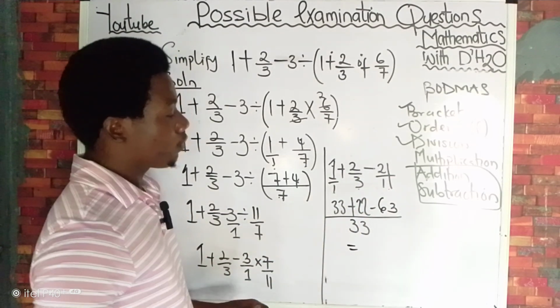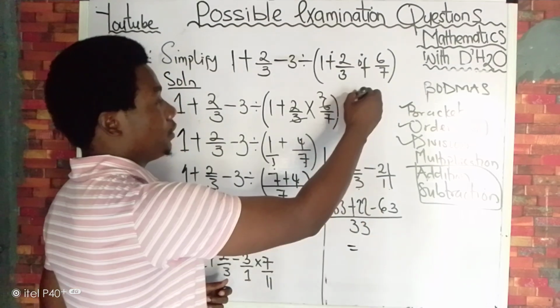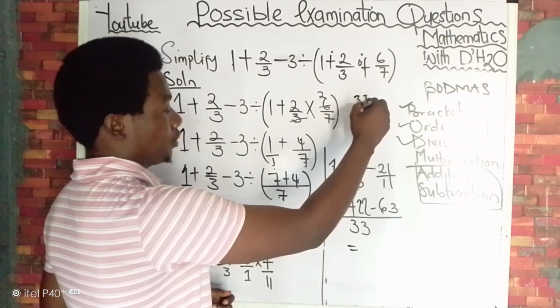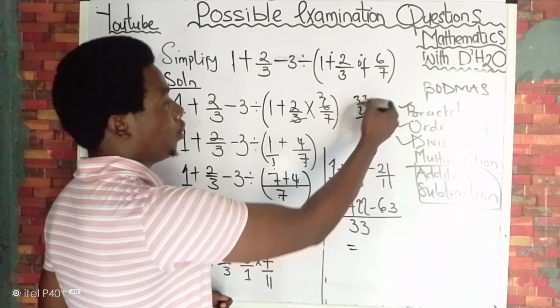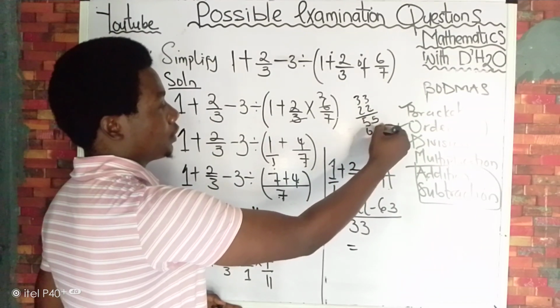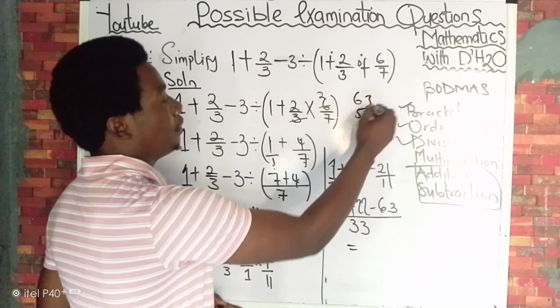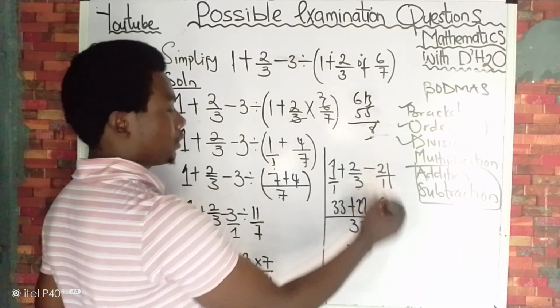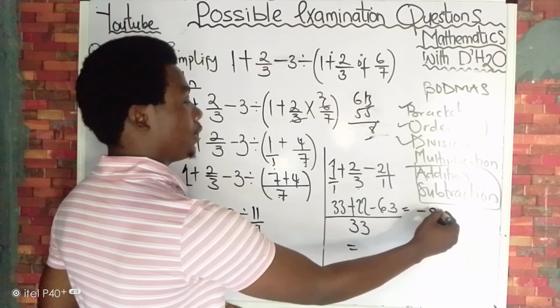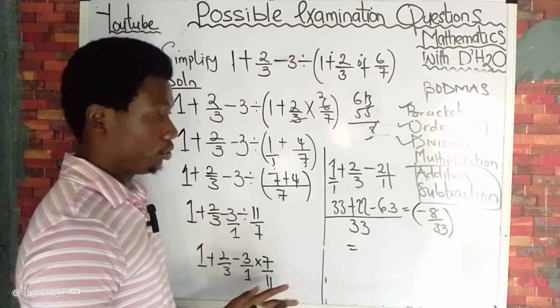So let's quickly add 33 plus 22 minus 63. We have 33 plus 22, first of all, will give us 55. Then remove 63. I think we have 63 minus 55. Here you have 8. So you have minus 8 over 33. This becomes the answer to the question.